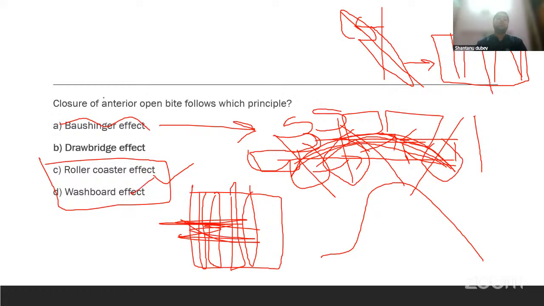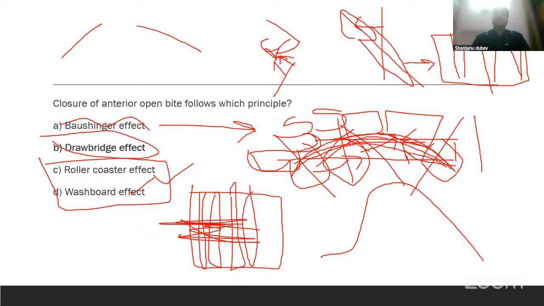So the closure of anterior open bite follows the principle of drawbridge. Like this is the bridge. Imagine if you tilt it, it becomes like that. Once they move like that, there is correction. The upper teeth go back, and hence the open bite is closed now, and this is called drawbridge effect.